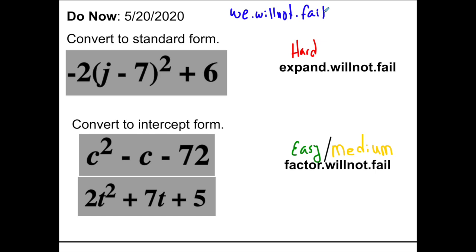Here's what we want to do. Please make sure in this activity that we do a couple things. For the first one, we want to convert to standard form. I'm turning up the heat here. This is going to be a kind of harder problem that you'd see on expand.willnot.fail. Use the box to turn it from vertex form to standard form. And then here I want us to convert to intercept form. So this is when we're going the other way. You can find these problems at factor.willnot.fail.